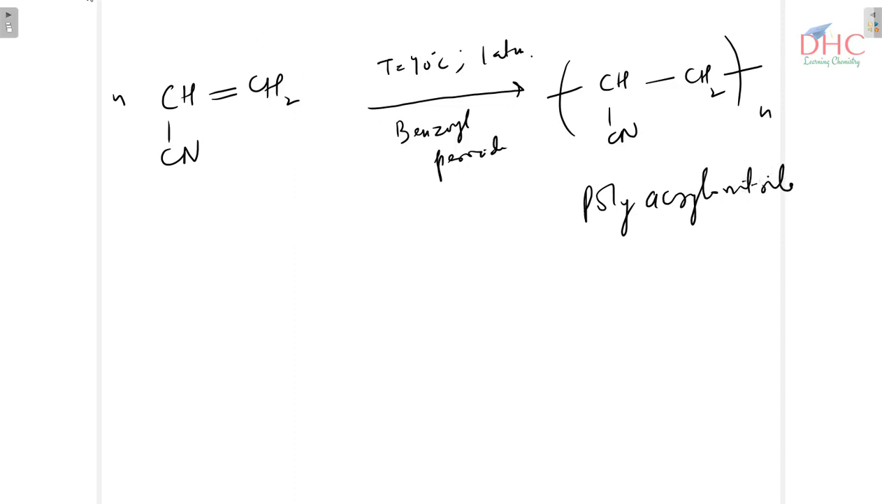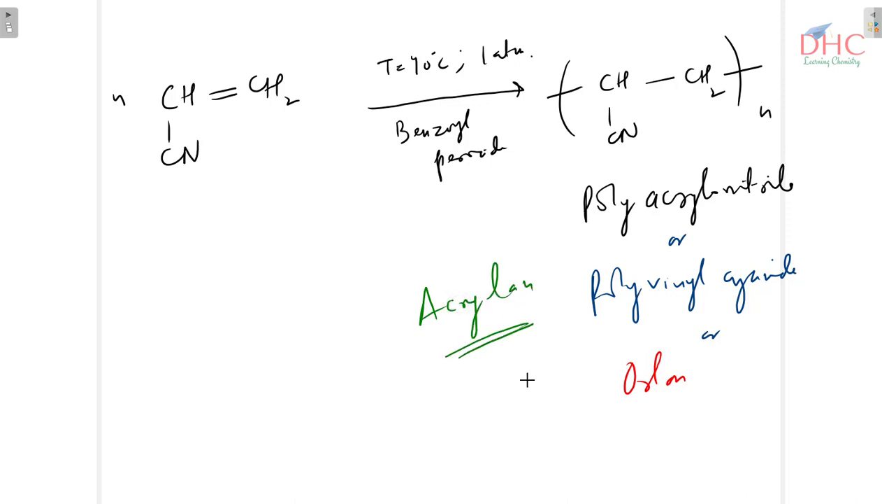polyacrylonitrile, or you are having one more name for it, polyvinyl cyanide, or you can have one more name for it, that is Orlon, or you are having one more name for it, that is Acrylon. So these are the four names of this particular polymer.